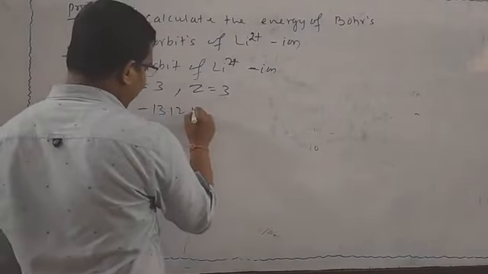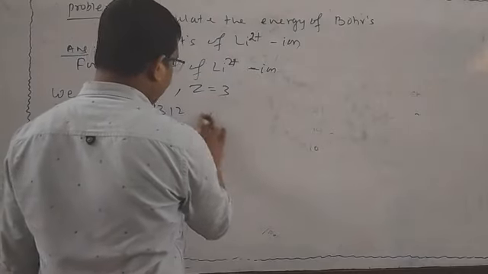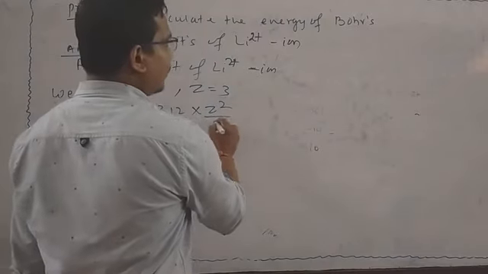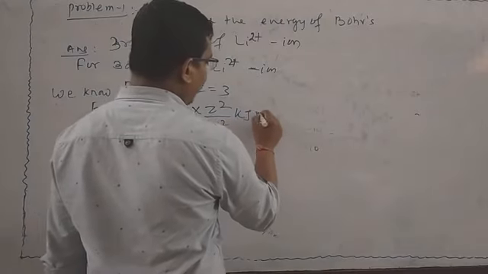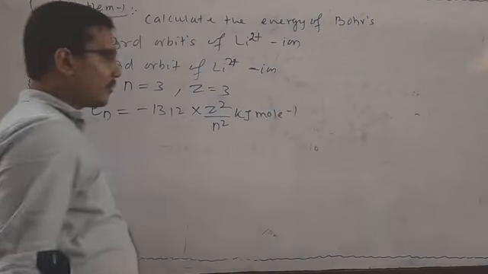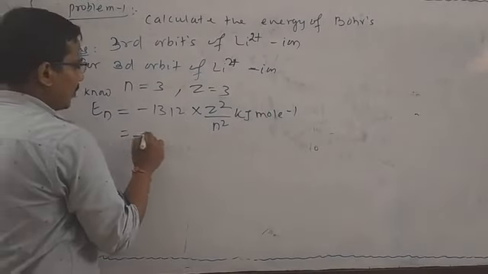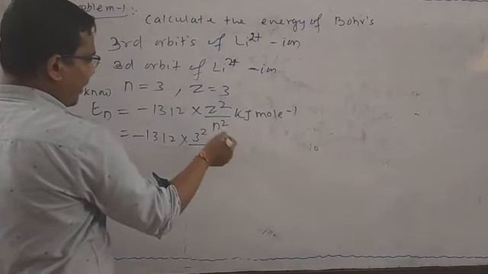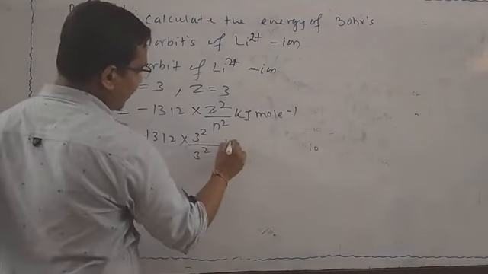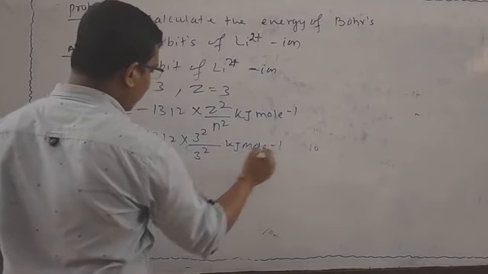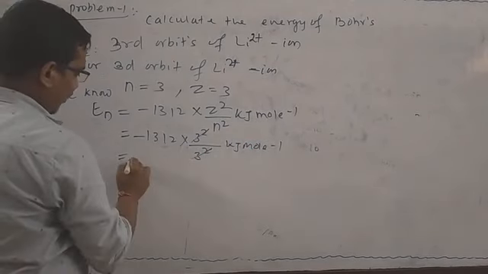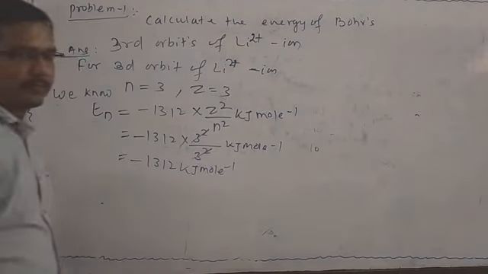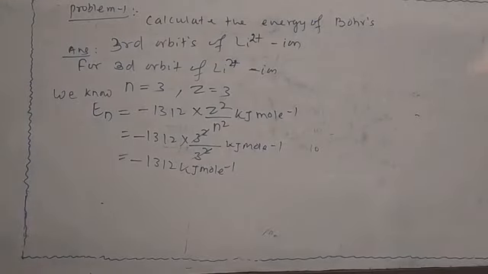Minus 1312 kilojoule per mole, that is, 1312 into Z square by N square kilojoule mole inverse is the formula. Now put this value: minus 1312 into Z square means 3 square divided by N square means 3 square. That is your kilojoule mole inverse. That means these are cancelled: 1312 kilojoule mole inverse. This is the problem.